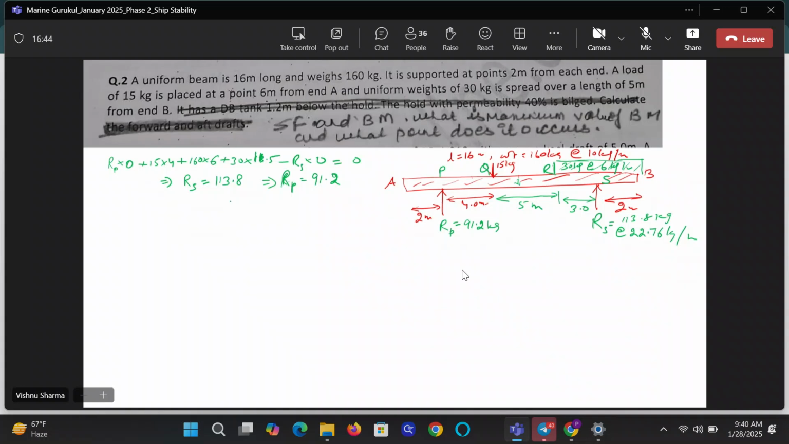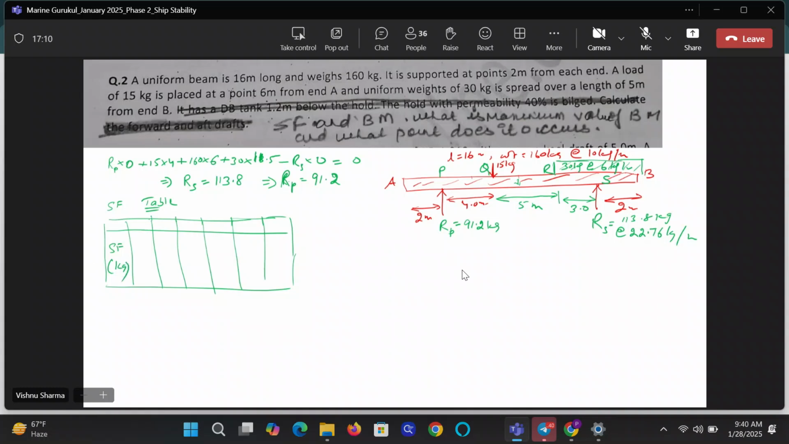Okay. Now we can make the SF table. So you had a problem in BM or SF? BM, sir, BM. Okay. And let's make the SF table for 6 points: 1, 2, 3, 4, 5, 6. Yes, sir, 6 points. Unit of SF will be kg. Points will be A, then P from my diagram, then Q, then R, then S, and lastly B.